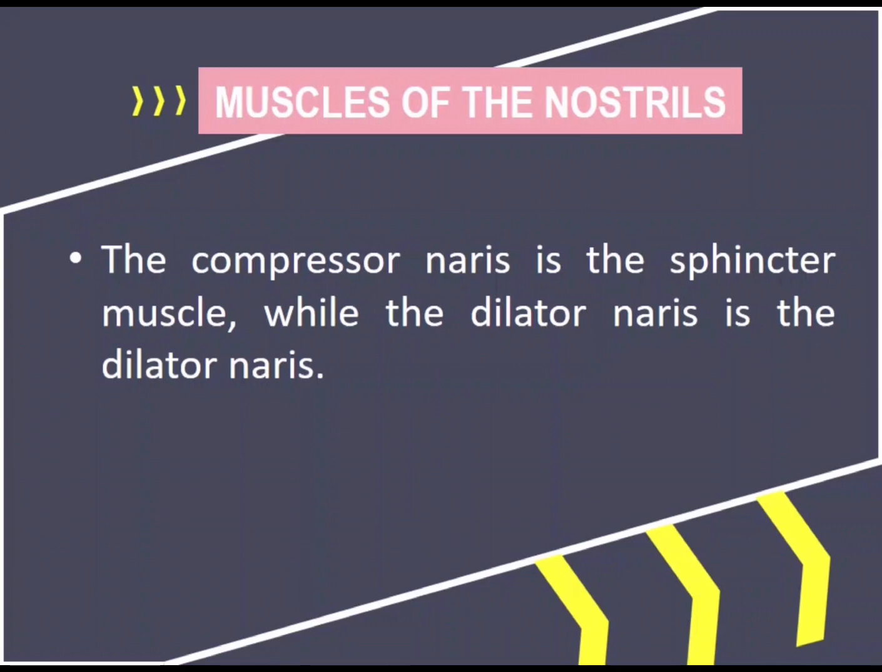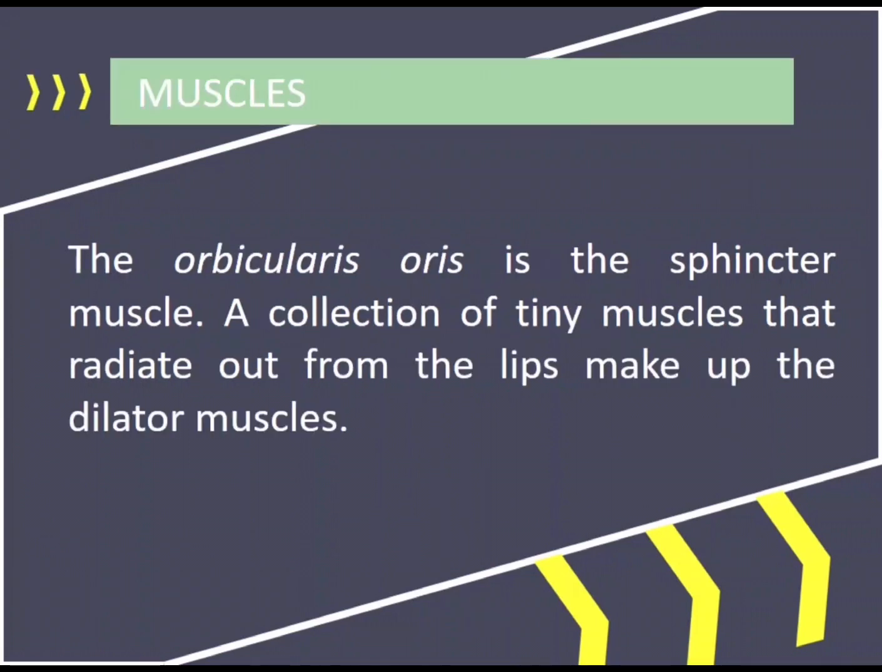Fourth and last, muscles of the cheeks and lips. The orbicularis oris is the sphincter muscle. A collection of tiny muscles that radiates out from the lips make up the dilator muscles.